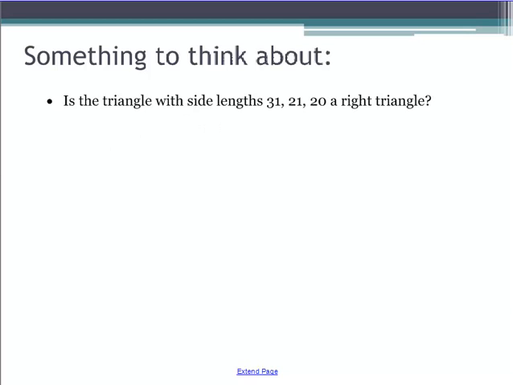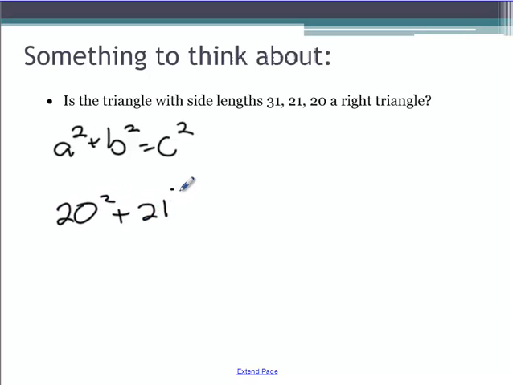Okay, so what do we know about right triangles? We know that there's a formula, a squared plus b squared equals c squared. And if this is true, then it's a right triangle. So let's check it out. 20 squared plus 21 squared equals 31 squared.